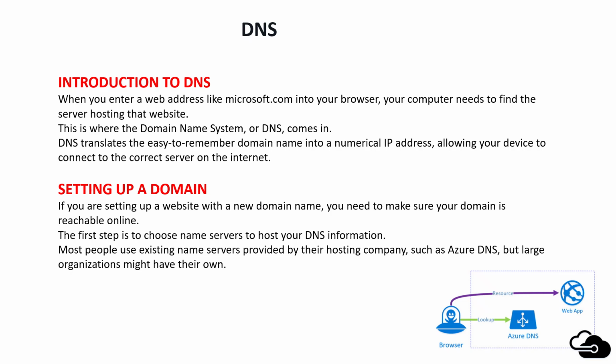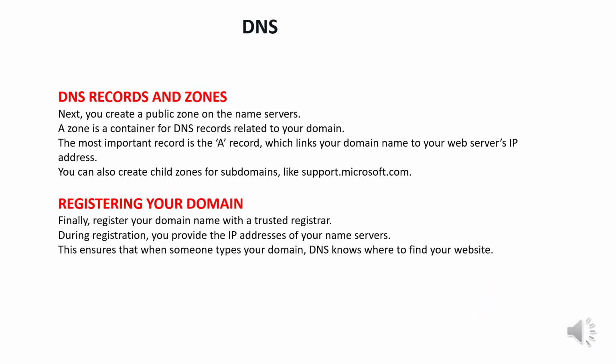The first step is to choose name servers to host your DNS information. Most people use existing name servers provided by their hosting company, such as Azure DNS, but large organizations might have their own. Next, you create a public zone on the name servers. A zone is a container for DNS records related to your domain. The most important record is the A record, which links your domain name to your web server's IP address. You can also create child zones for subdomains, like support.microsoft.com.